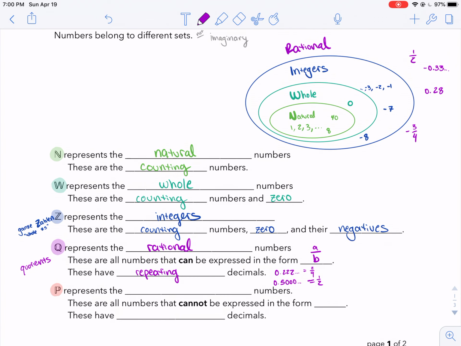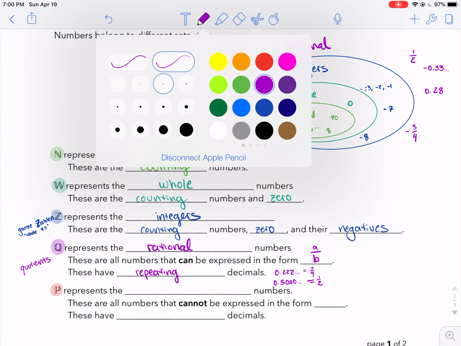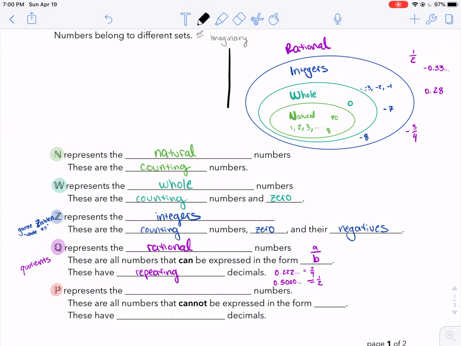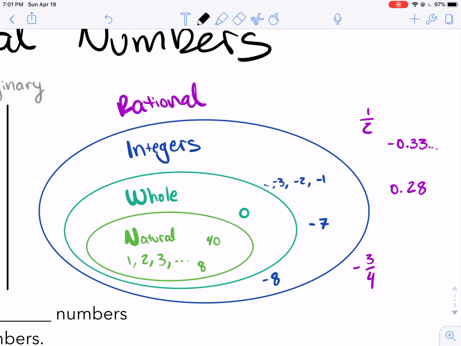Now those are nice numbers. You can think about them the right way. Please notice that when you have a rational number, anything that's inside of the Venn diagram is also counting as a rational number. So 7 is an integer.